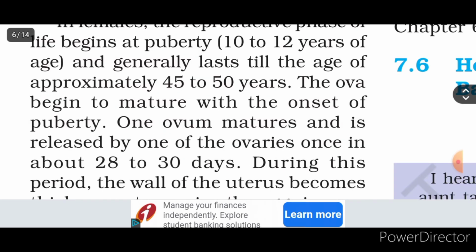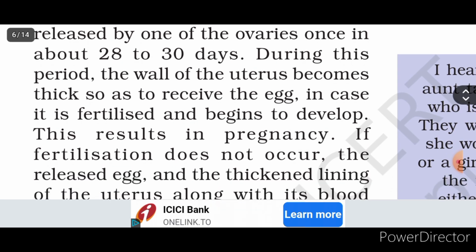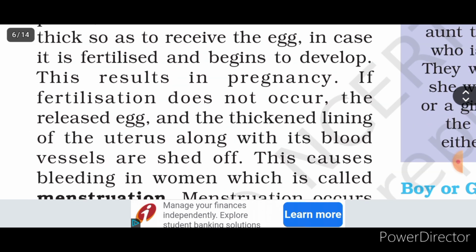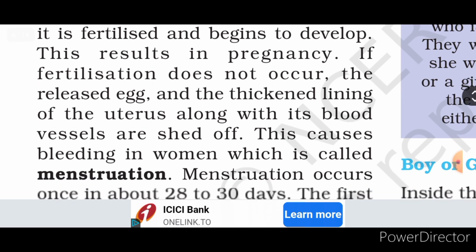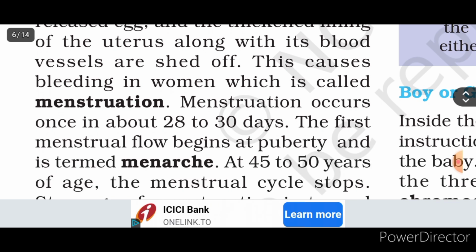The ova begin to mature with the onset of puberty. One ovum matures and is released by one of the ovaries once in about 28 to 30 days. During this period, the wall of the uterus becomes thick so as to receive the egg in case it is fertilized and begins to develop. This results in pregnancy. If fertilization does not occur, the released egg and the thickened lining of the uterus along with its blood vessels are shed off. This causes bleeding in women, which is called menstruation.